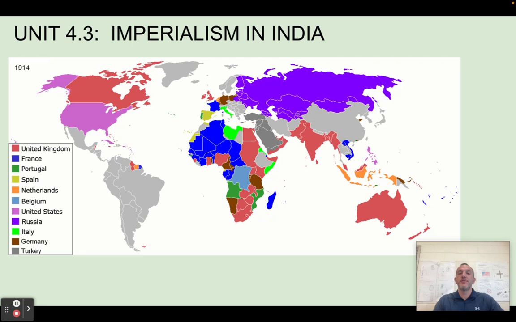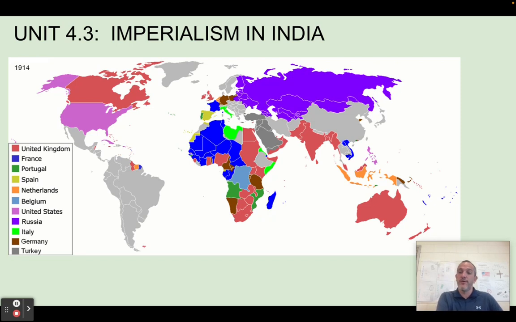We're talking about imperialism. We just got done the one on Africa. This one's on India. If you forgot what imperialism is, it's okay. That's what I'm here for. Imperialism is when one country goes in and conquers another country and forces their beliefs and ideas on them. There are four causes of imperialism: nationalism, economic reasons or motivations, religion, and social Darwinism.